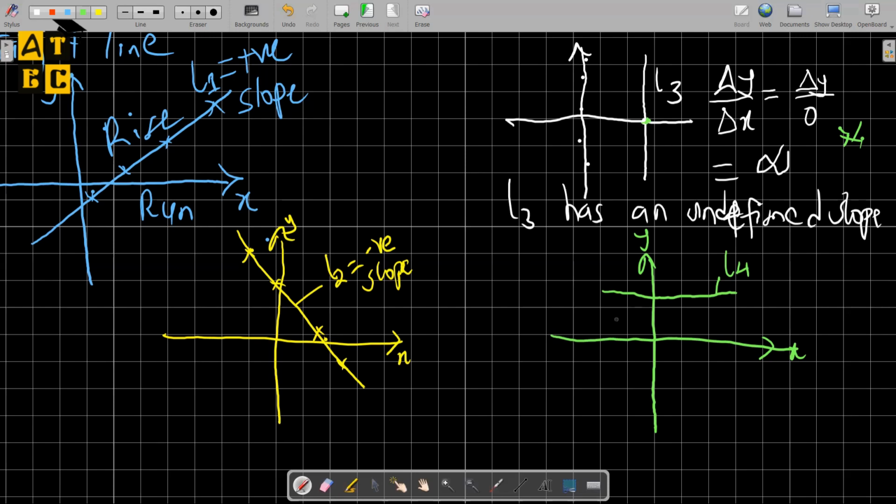x is always changing, but y is constant. It means that delta y over delta x equals, delta y can change, so the change in y will be 0 over delta x. And at every point in time, 0 over a number will always give you 0. It means that the line L4 has a slope of 0.